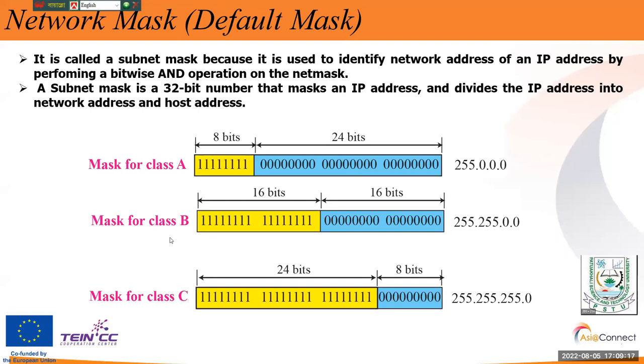So class A, class B, and class C: these are the basic default subnet masks of classful addressing.